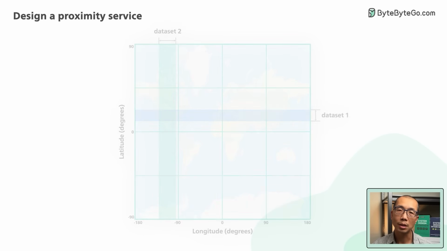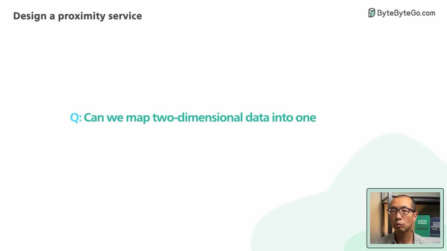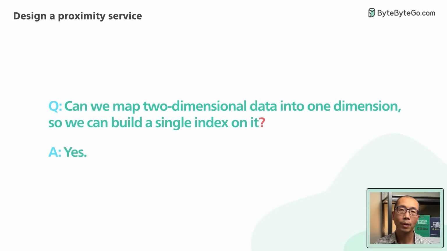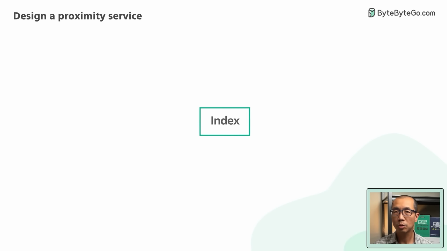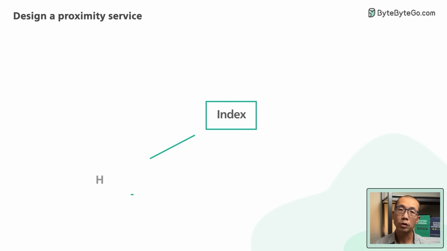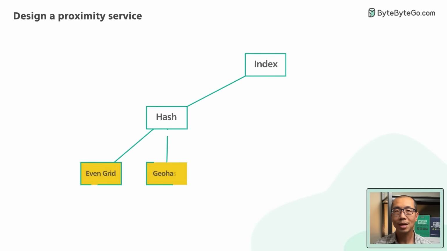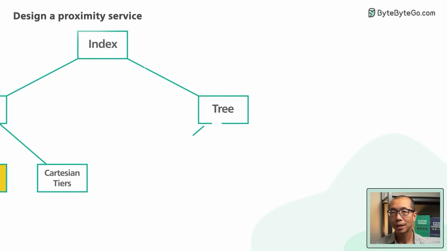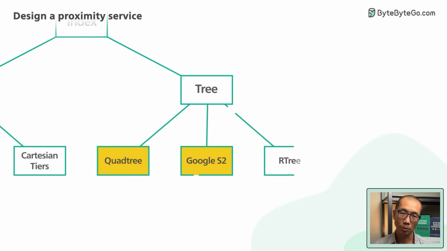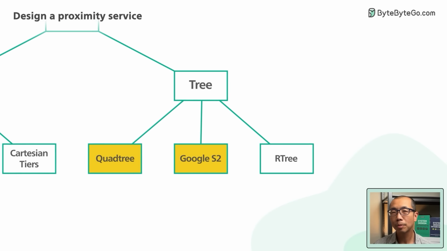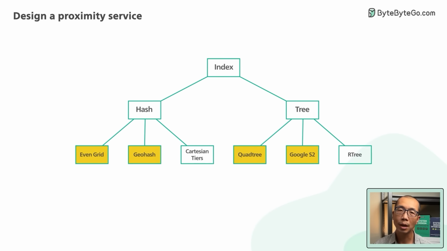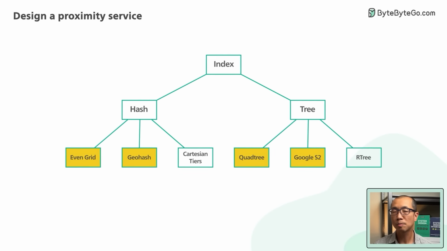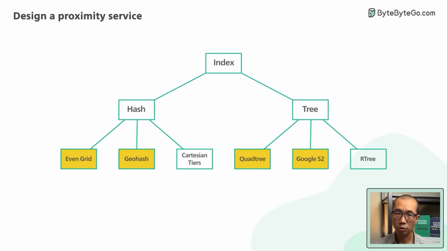Naturally, the follow-up question is this: can we map two-dimensional data into one dimension so we can build a single index on it? The answer is yes. There are two general approaches when it comes to geospatial indexing. The first approach is hash-based. Some examples are EvenGrid and GeoHash. The second approach is tree-based. These include Quadtree and Google S2. Even though the underlying implementations of these two broad approaches are different, the high-level idea is the same. They divide the map into smaller areas and build indexes for fast search.